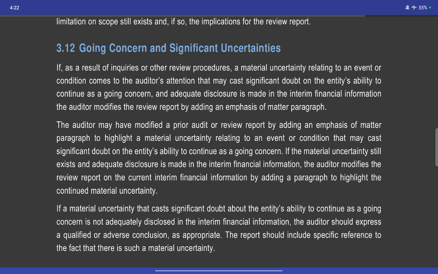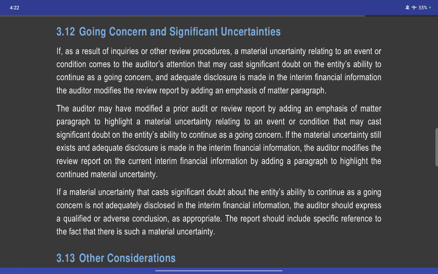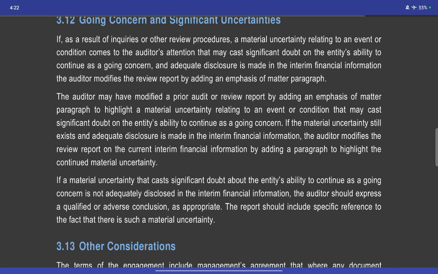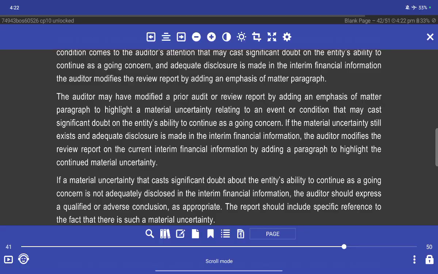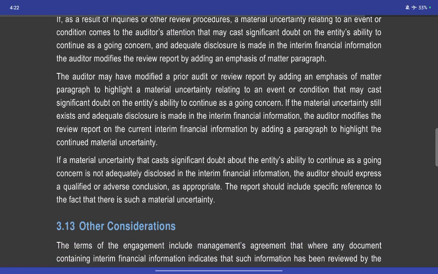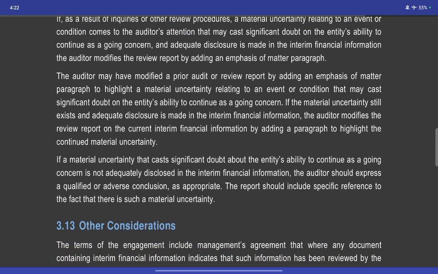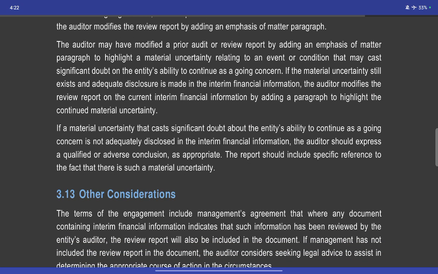Going concern and significant uncertainty. If, as a result of the inquiries and review procedures, material uncertainties related to an event or condition come to the auditor's attention that cause significant doubt on the entity's ability to continue as a going concern, and adequate disclosure is made in the interim financial information, the auditor modifies the review report by adding an emphasis of matter.